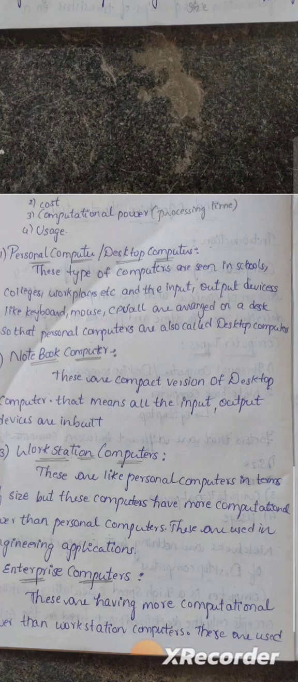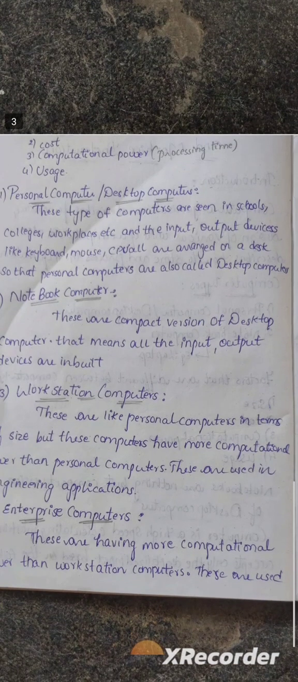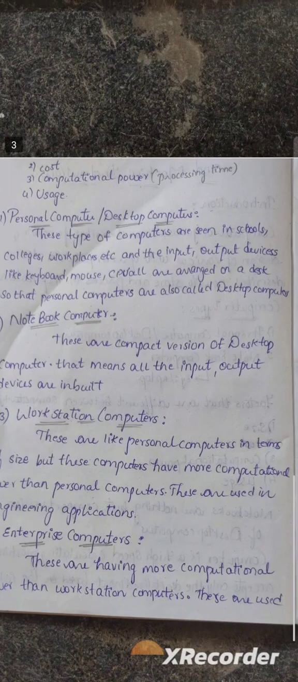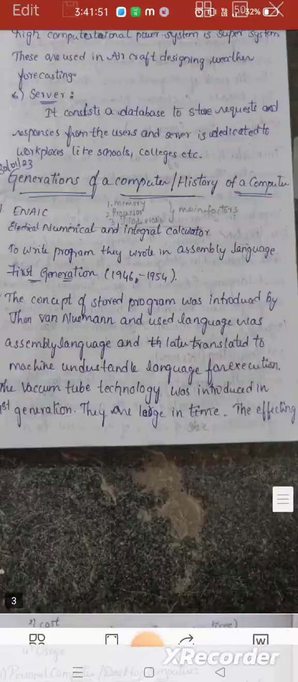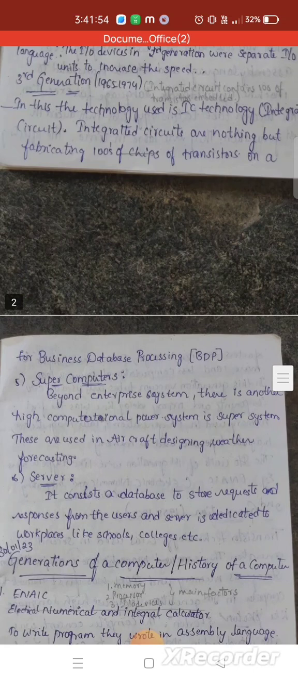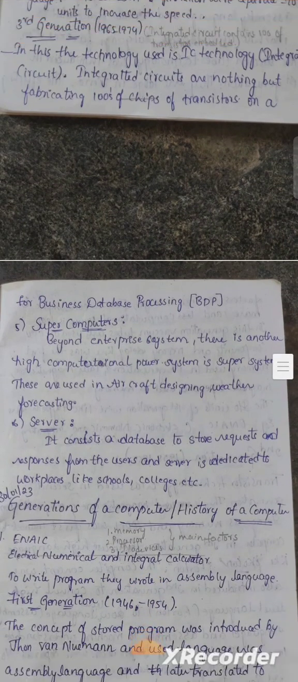the offices. And workstation computers, these are like personal computers. In terms of size, the desktop and workstation are similar, but the computational power of a workstation is more than personal computers. These are used in engineering applications. Enterprise computers have more computational power than workstation computers, but these are used in business database processing.